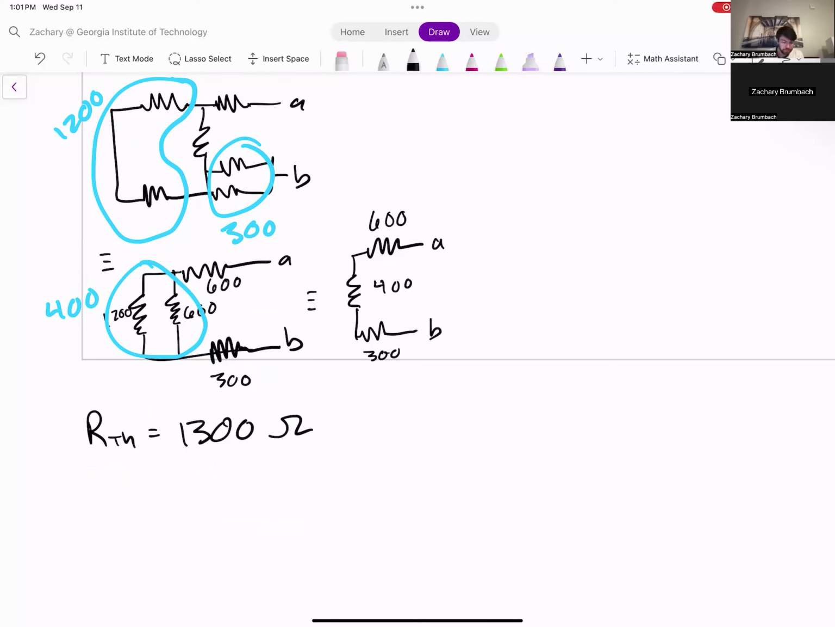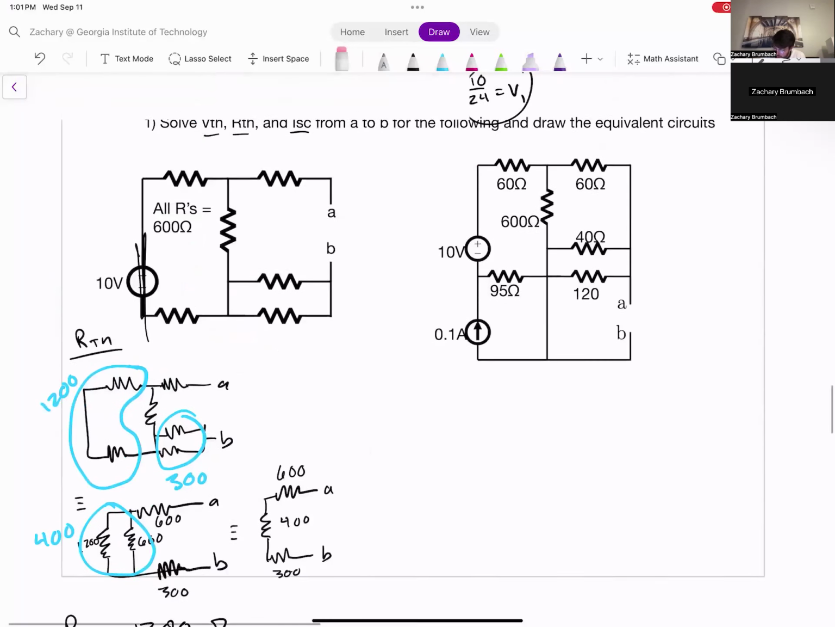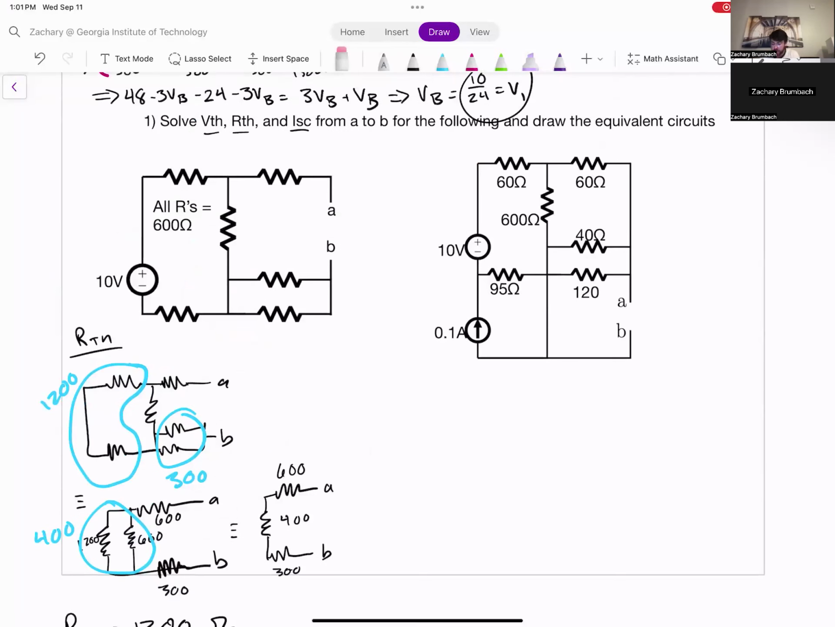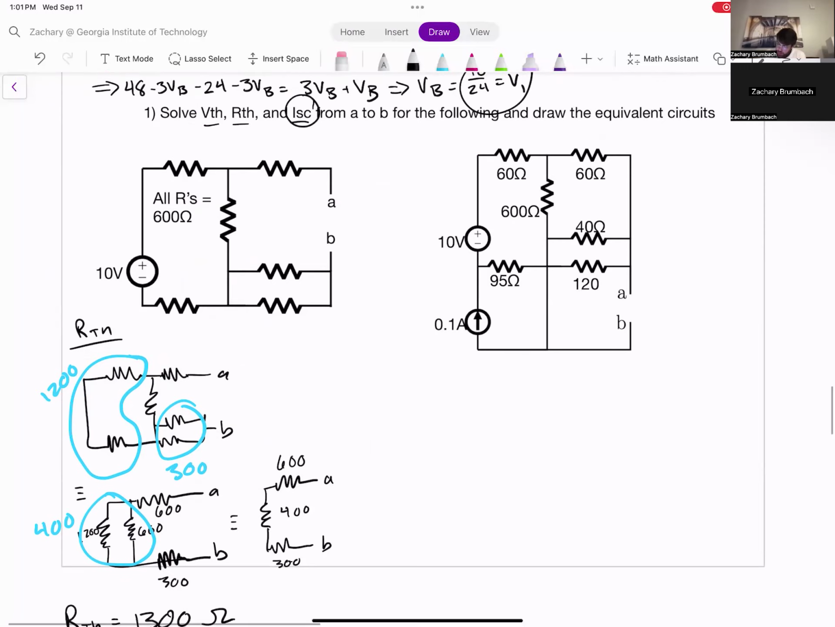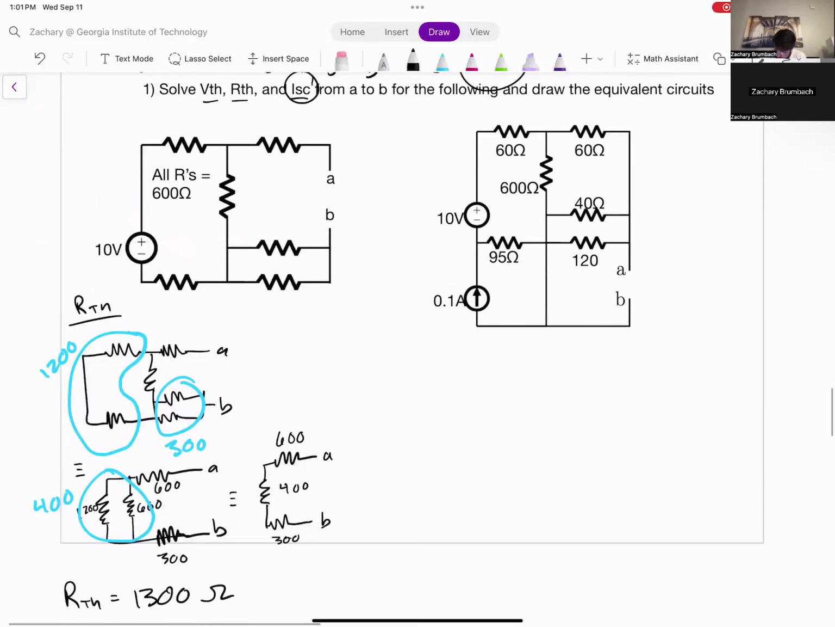Okay. Now, looking at this, we find V Thevenin. And remember, if you know V Thevenin and R Thevenin, you can find ISC just through Ohm's law. Okay. So let's find V Thevenin here.